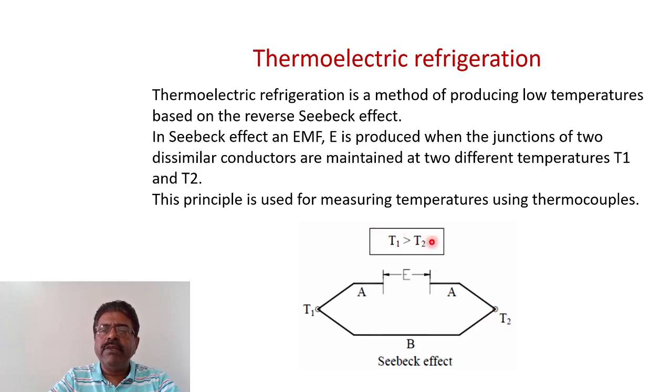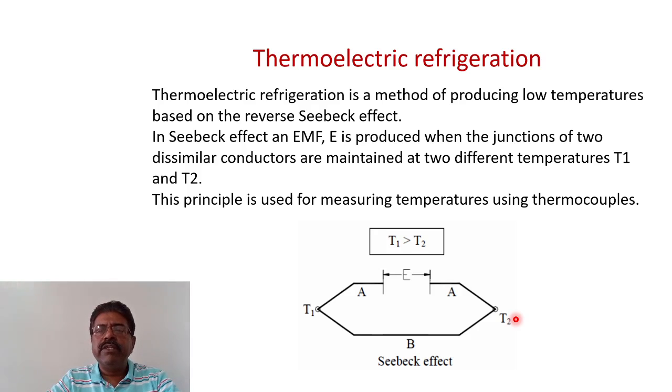Let us assume that T1 is greater than T2. According to the Seebeck effect, an EMF E will be generated, and that is directly proportional to the difference between the two junction temperatures, T1 and T2. So this is the Seebeck effect. But now we are going to study thermoelectric refrigeration.